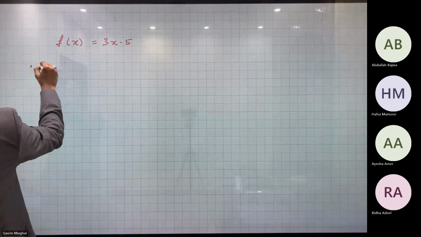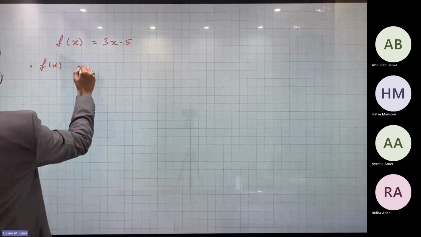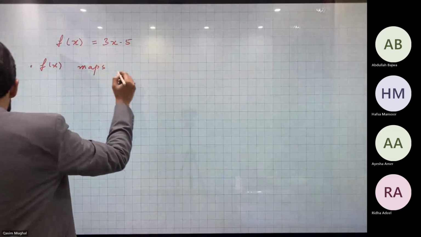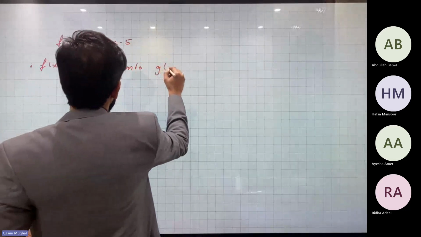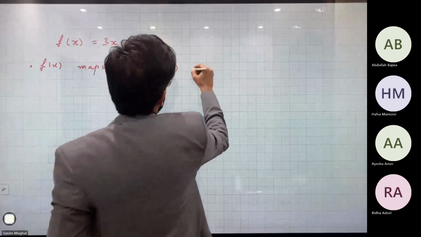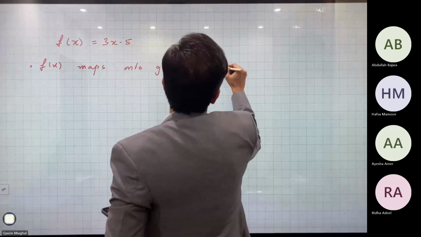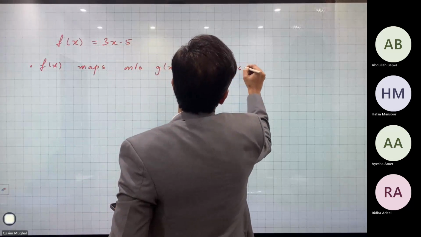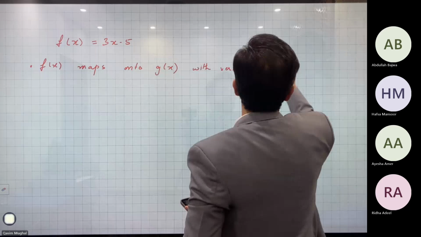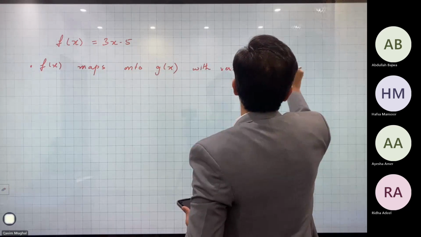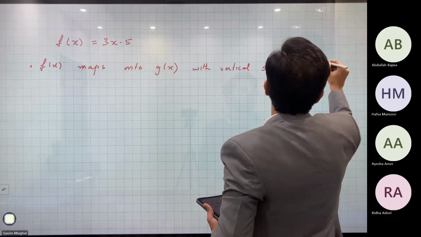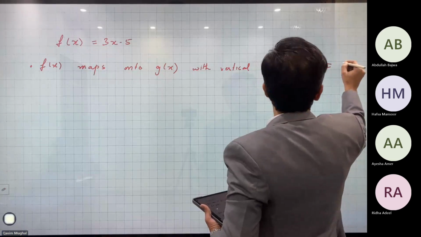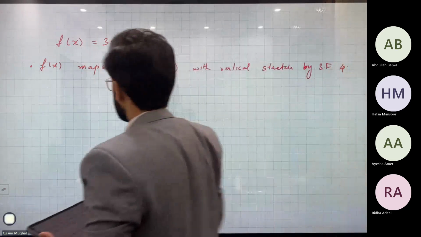f of x maps onto g of x with vertical stretch by stretch factor 4.